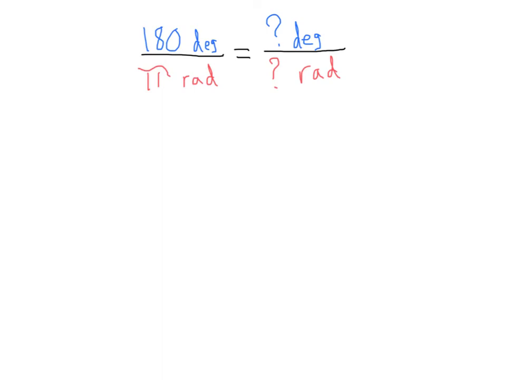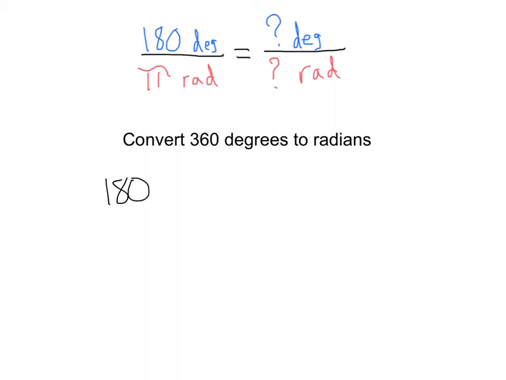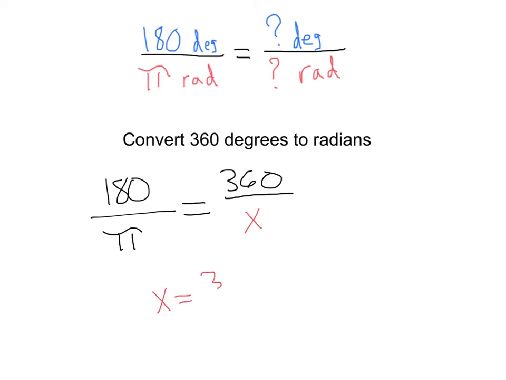All right, let's do an example. Convert 360 degrees to radians. So let's start off like always. We want our ratio 180 over pi, and that's going to equal our number of degrees. Well, we have 360 degrees, so I'll put 360 there, divided by how many radians. Now that's what we're trying to find here, so I'm going to put in x. If I solve for x from there, I get x equals 360 pi divided by 180, which is going to simplify to 2 pi.